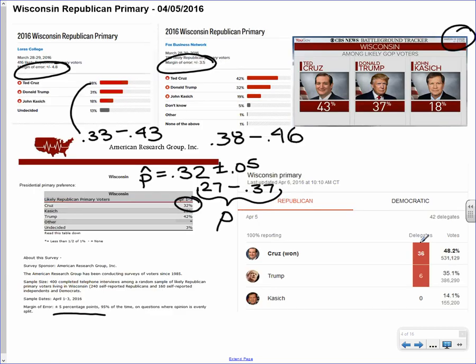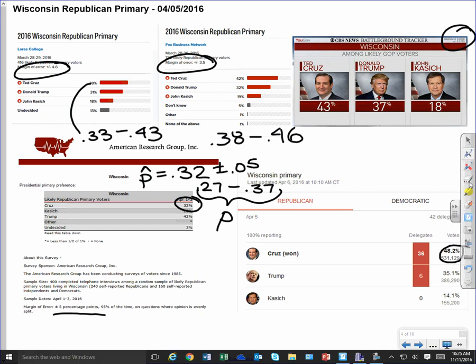Here was another one. Now, this was in the spring when we were still going through the Republican primary. And so this one was for the Wisconsin Republican primary. Cruz ended up winning that one with 48%. But you see, there were varying thoughts on who was going to win. Let me erase a few of these so you can kind of see them a little better.